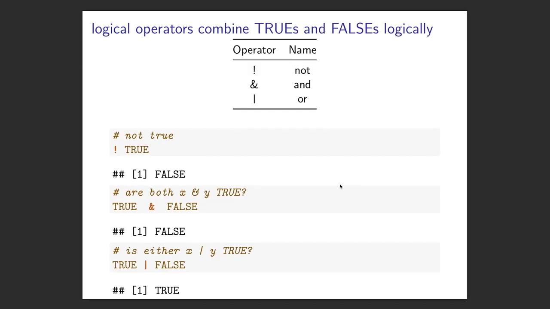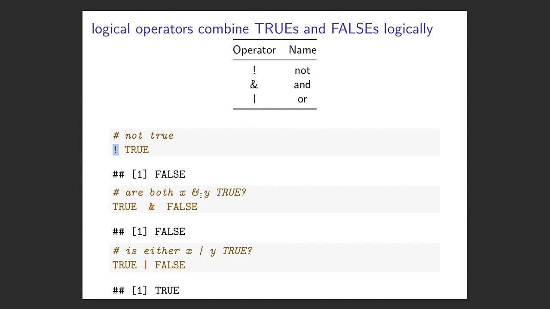We combine relational operators with logical operators. I'm going to discuss these in much more detail when we talk about if statements. But for now, let's just get this into our head. We use exclamation point for not, we use the ampersand for and, and we use the straight line for or. In logic, not means the opposite. So not true is false. And means we need both things to be true. And returns true when both operands are true.